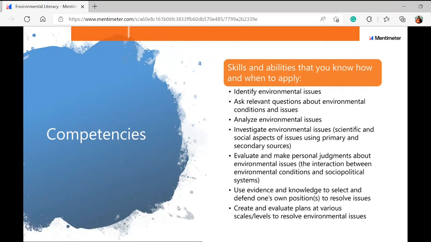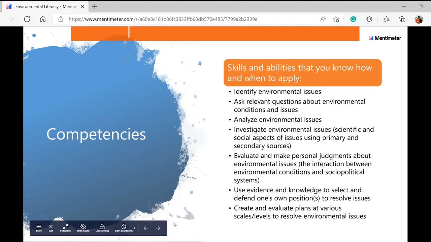Then evaluating and making personal judgment about environmental issues, the interaction between environmental condition and socio-political system, the way our markets are shaping different consumption patterns and how advertisements are making us consume certain things. Those are also part of the competency in terms of ability to evaluate and make a personal judgment whether it's greenwashing, whether I need that product or not, whether this product is better than the product that I have been consuming, or whether organic or going meatless is better for environment. Evaluating those and taking decisions is an important part of competencies.